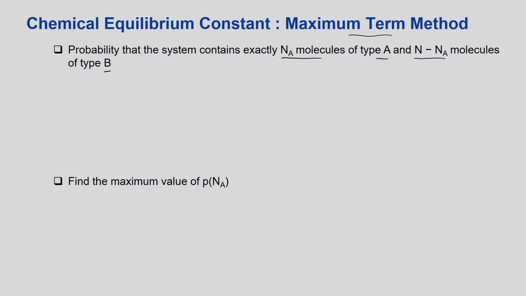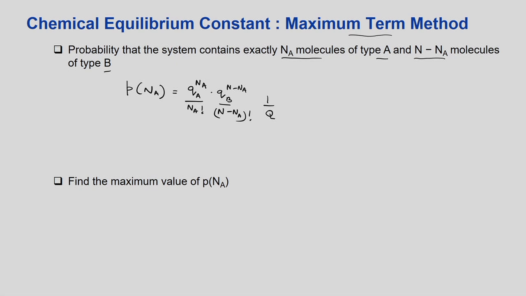That expression is nothing but P, the probability, which will be a function of the number of molecules of A, Na, is nothing but QA to the power of Na into QB to the power of N minus Na, divided by Na factorial and Nb factorial, or N minus Na factorial, divided by Q. So, this is the probability, the absolute probability that Na molecules of A and Nb molecules of B are there in the system. If you remember, we have already derived this earlier.